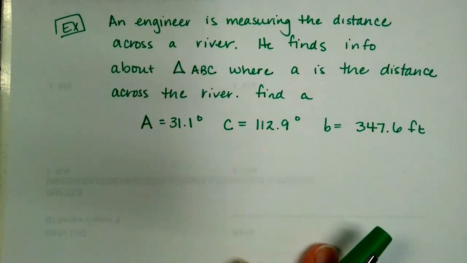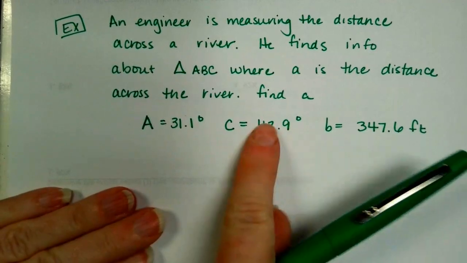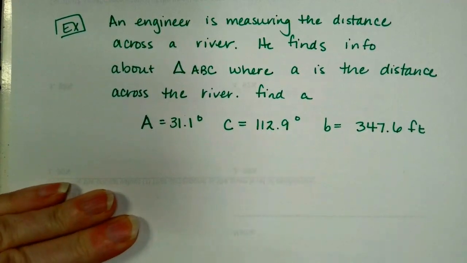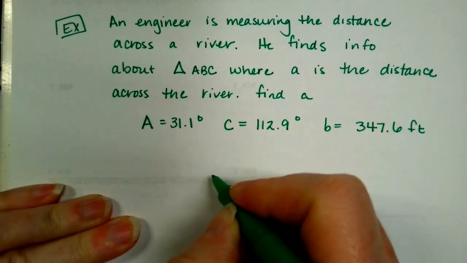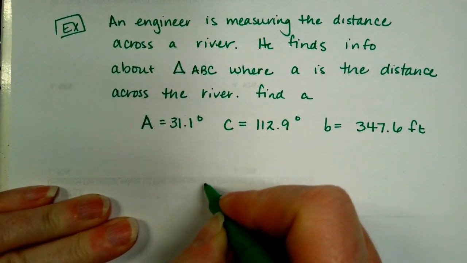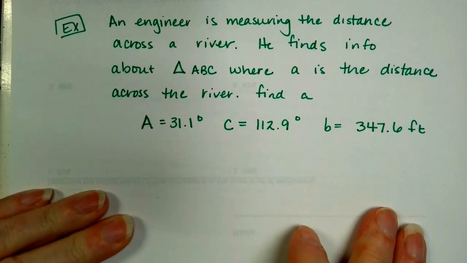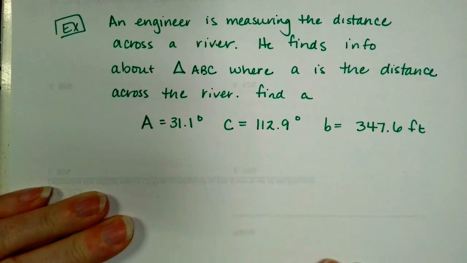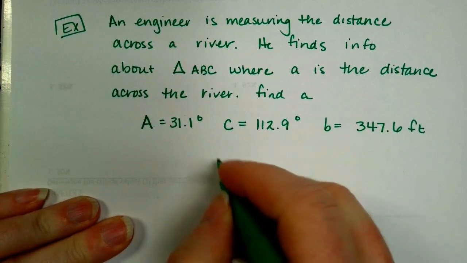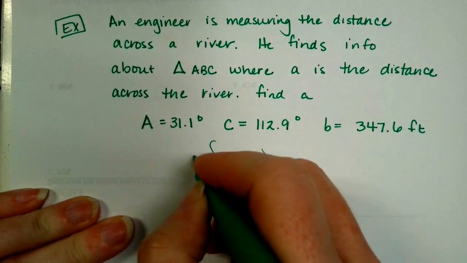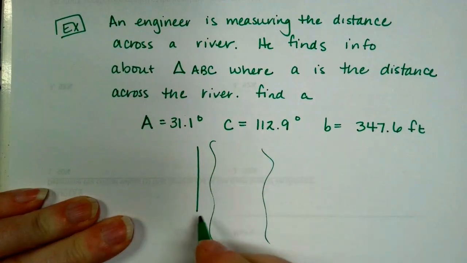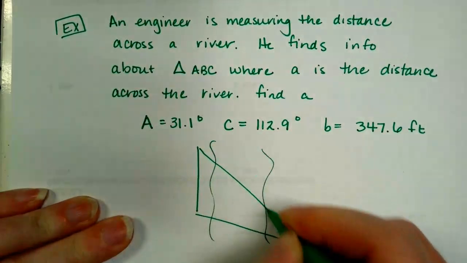Don't worry about your triangle being drawn to scale. Obviously, this one has an obtuse angle in it. So, I mean, I can try to draw an obtuse angle, but it really doesn't matter that much. All they did say was that A is the distance across the river. So if I have a river, I have a measurement over here. Let's say this is this.